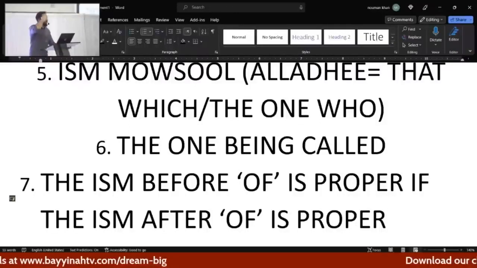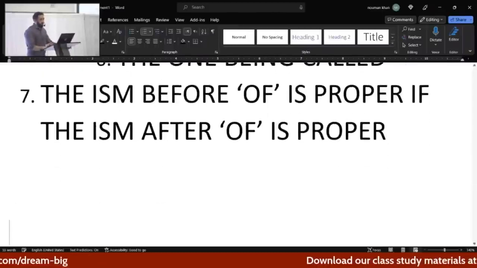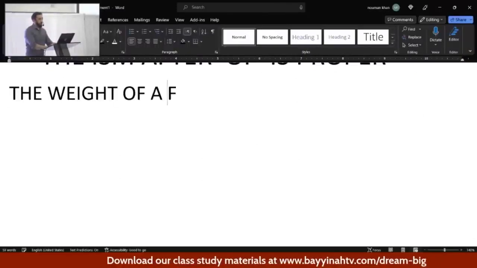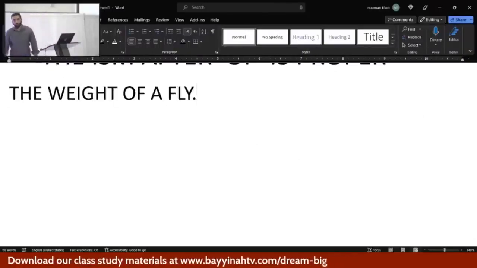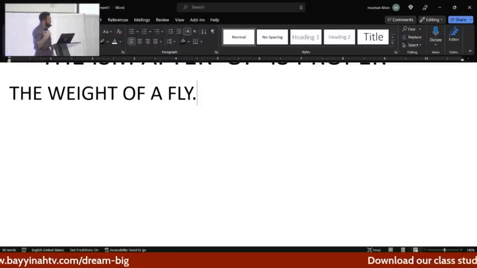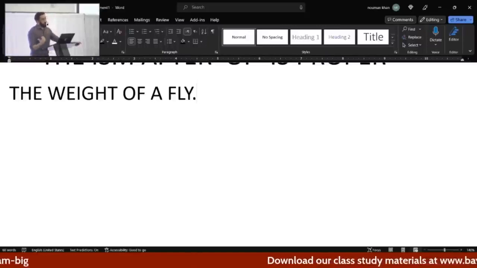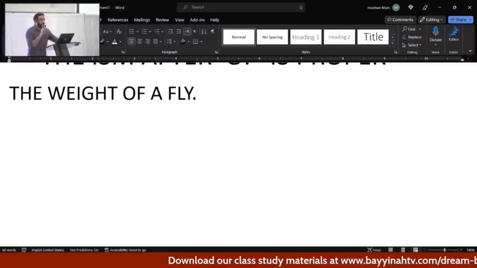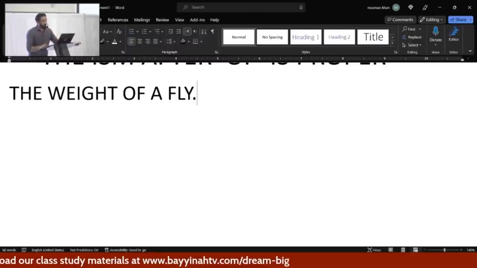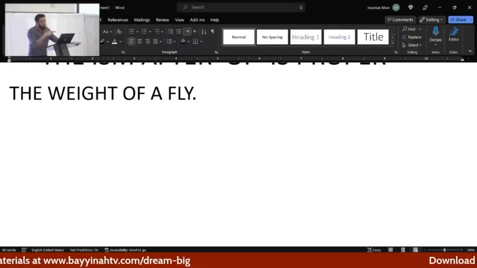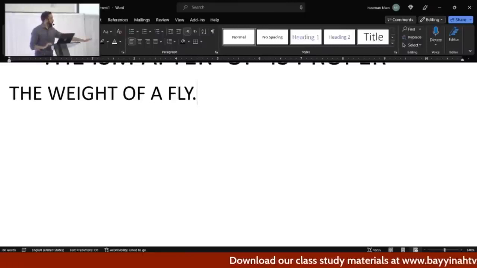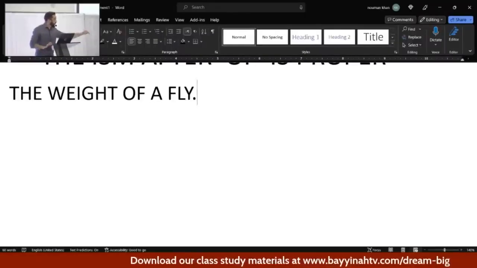Let's try some English examples. If I say the weight of a fly, what's the word before the "of"? Weight. What's the word after the "of"? A fly. Is the word after "of" proper? No. So according to Arabic, weight is actually common, because a fly is common. In English, we say the weight of a fly, but the Arabs say, you can say "the" all you want, we consider the weight common.